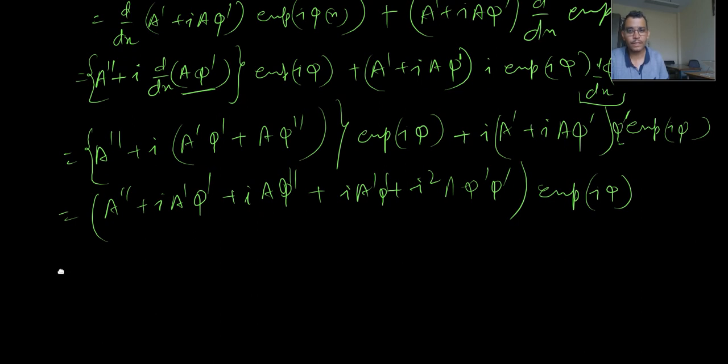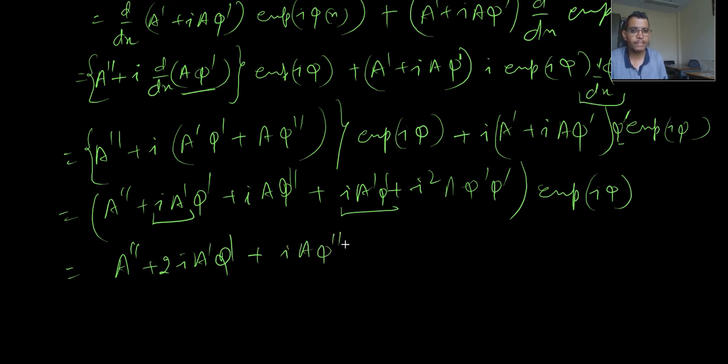So that's what I am getting here. Now it is equal to what? Let's say equal to a double prime. Let us put these two terms together, plus 2 iota a prime phi prime plus iota a phi double prime, and here it is a, so iota square is minus, so it is minus a phi prime square, and it is exponential of iota phi.